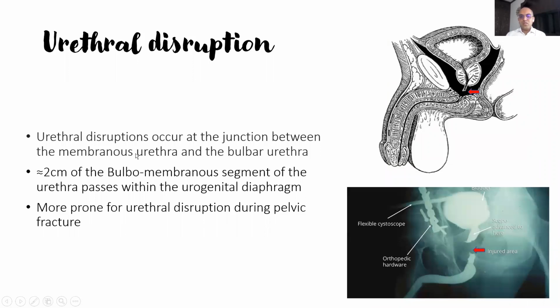Next, you have urethral disruption. Urethral disruption usually occurs at the junction between the membranous urethra and the bulbar urethra. This segment is known as the bulbomembranous segment. Roughly 2 centimeters of the bulbomembranous segment of the urethra passes through the urogenital diaphragm. This is a fixed portion of the urethra. With any trauma, especially a pelvic fracture, the unfixed portion of the urethra, because of the distraction, detaches from the fixed portion, and this causes disruption of the urethra.